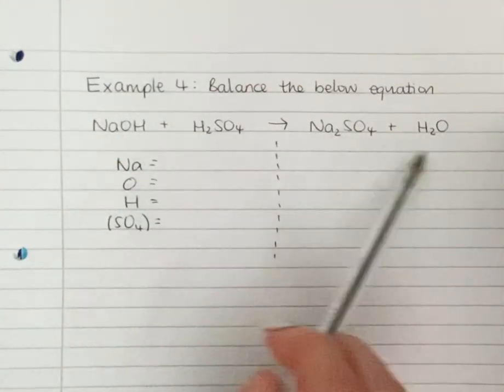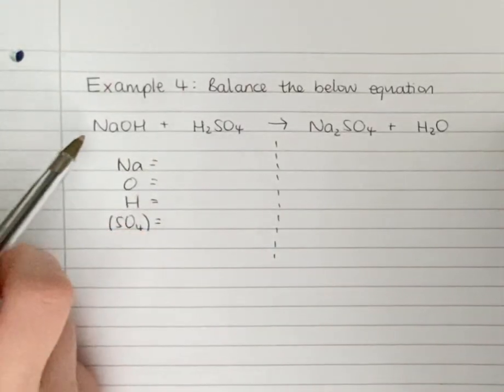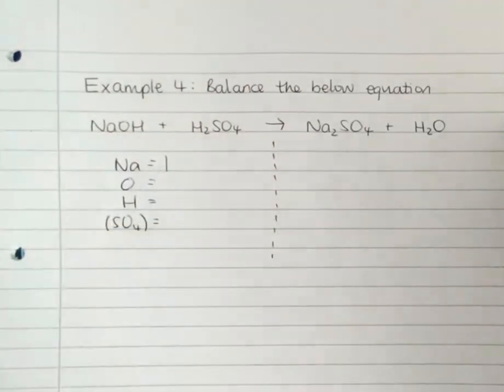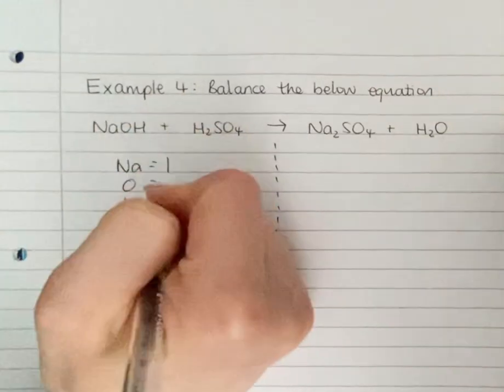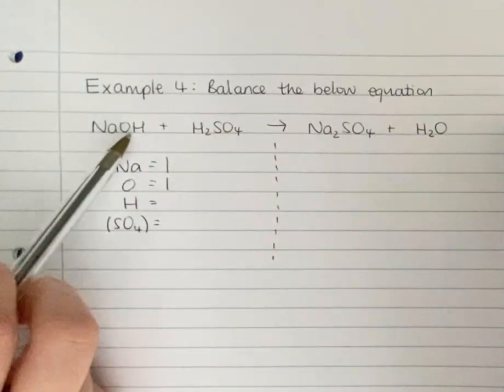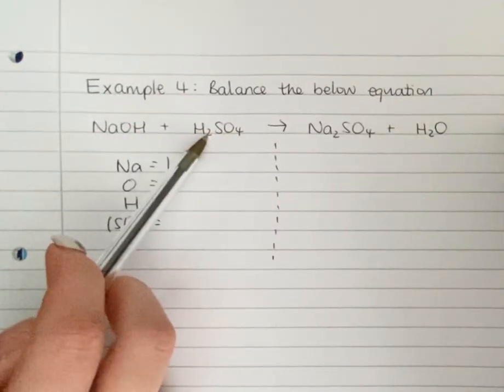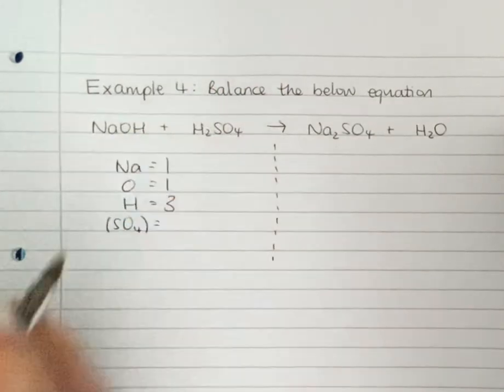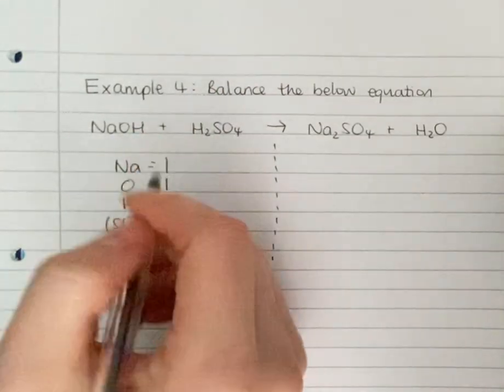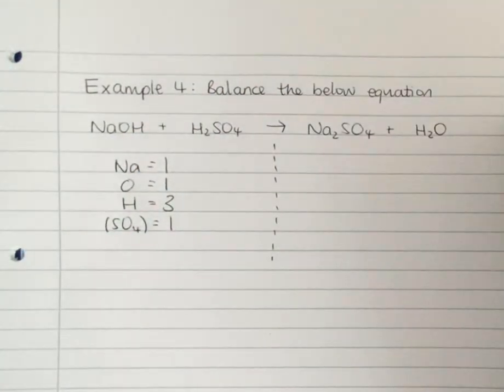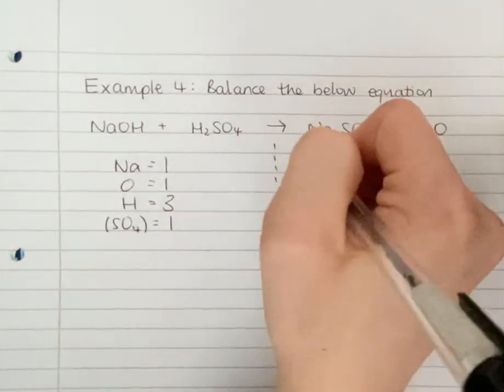after the arrow. Okay, so if we look here, 1 sodium, 1 oxygen, we've got 1 hydrogen there and 2 hydrogen there, so we've got 3 hydrogen in total, and then we've got 1 sulfate.